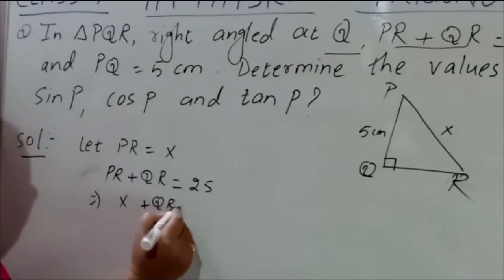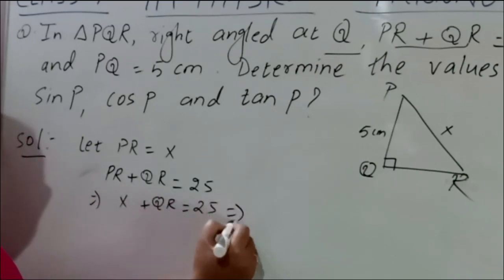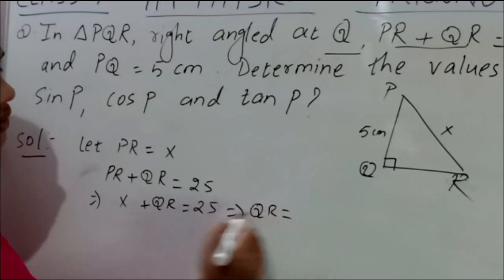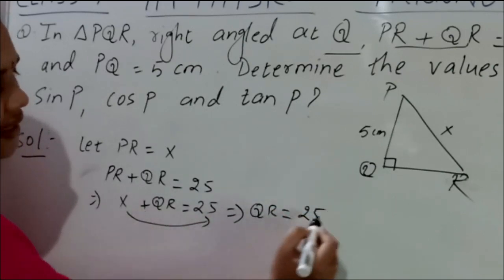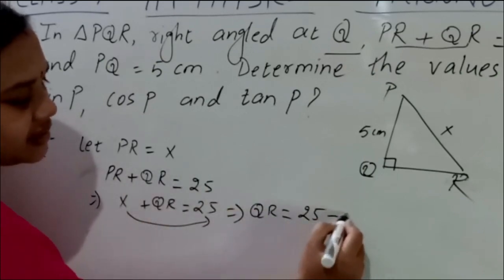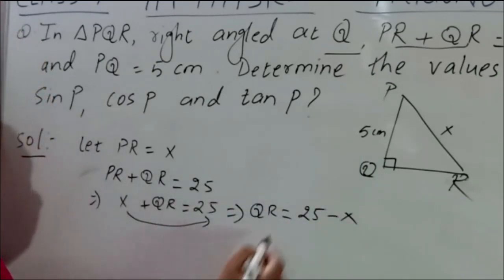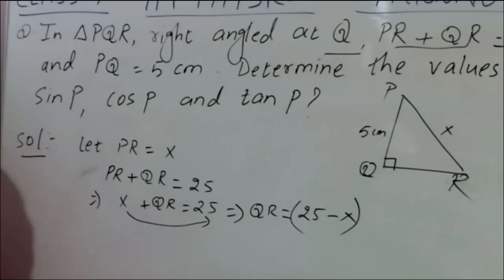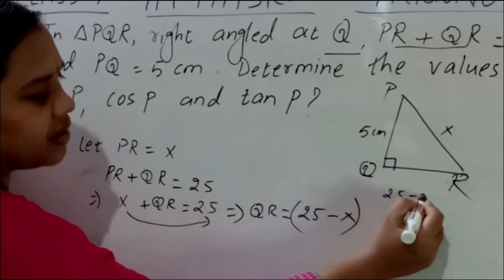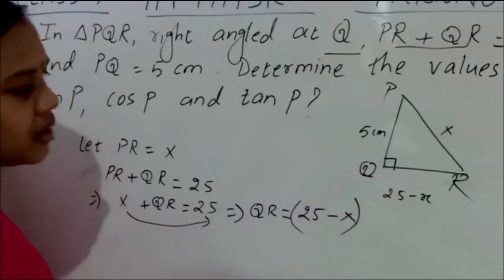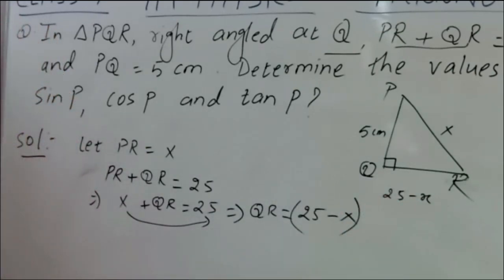x plus QR equal to 25. Then QR equal to how much? Shift x to that side: minus 25 minus x. So QR is equal to 25 minus x. Now we have to find the value of x.